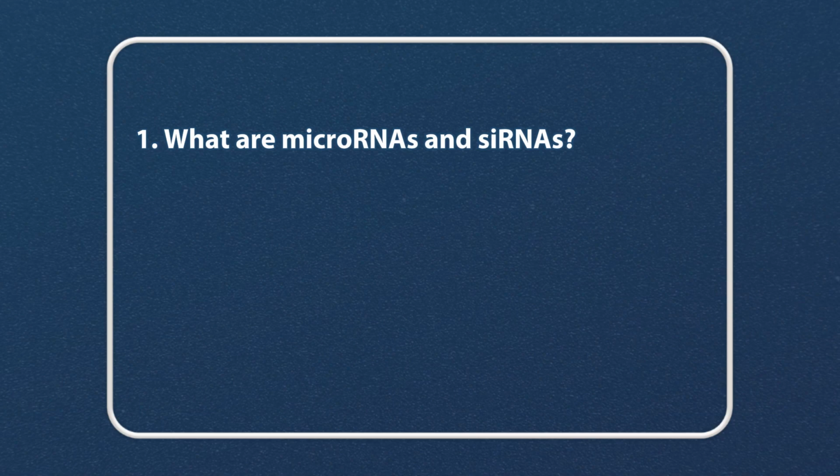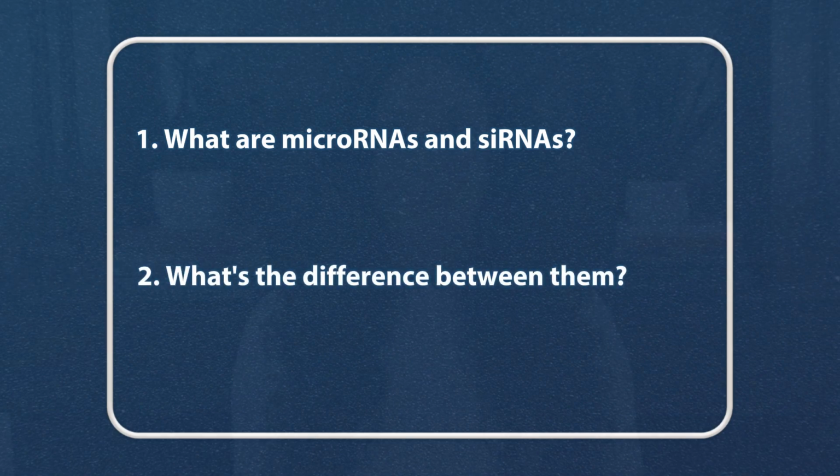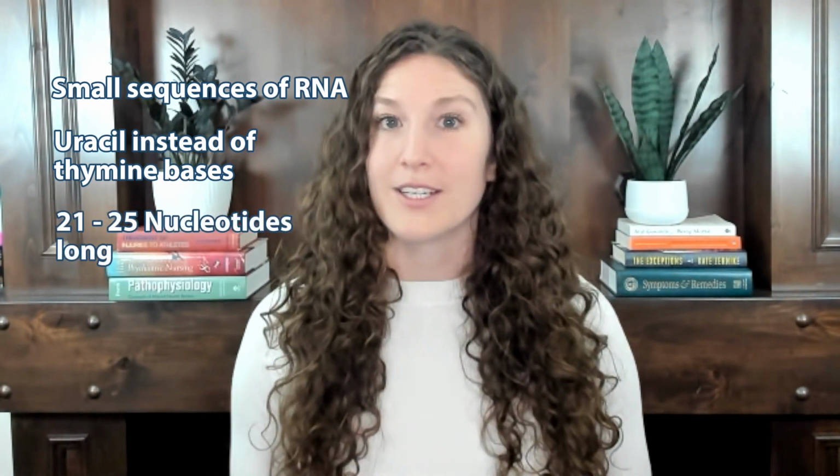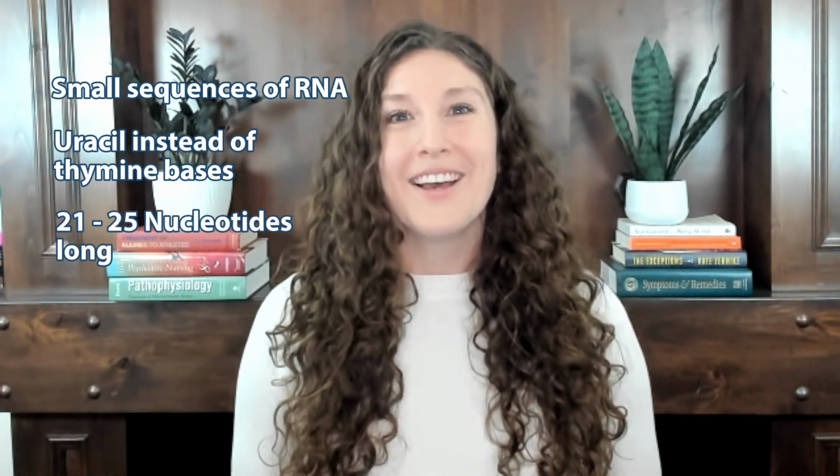Okay, so first off, what are microRNAs and siRNAs, and what's the difference between them? siRNAs and microRNAs are both small sequences of RNA, so think nucleotides, and they have uracils instead of thymine bases. And they're about 21 to 25 nucleotides long, so super, super small. Functionally, we can think of them as honestly the same thing when we're using them in research studies. They have the same general function.